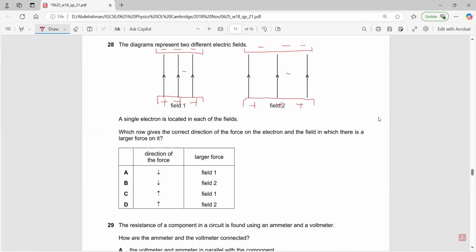A negative electron would definitely move downwards. Why? Because it's repelled by the negative plate and it is attracted by the positive plate. So the direction of the force is downwards, and the stronger or larger field would be field one. Field one is definitely stronger than field two. Why? Because the lines are closer together.